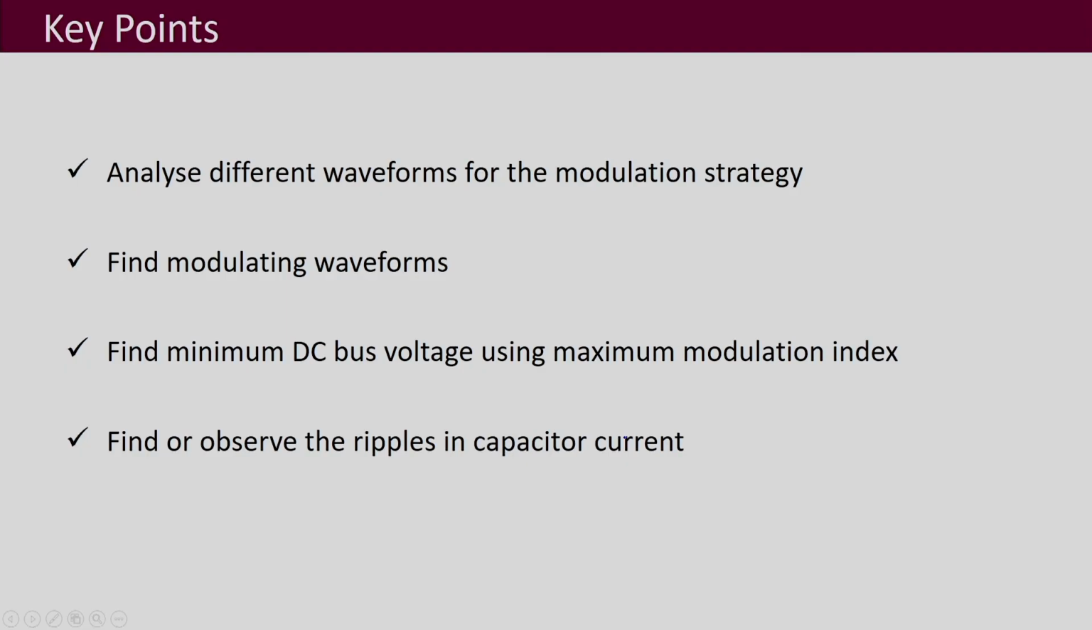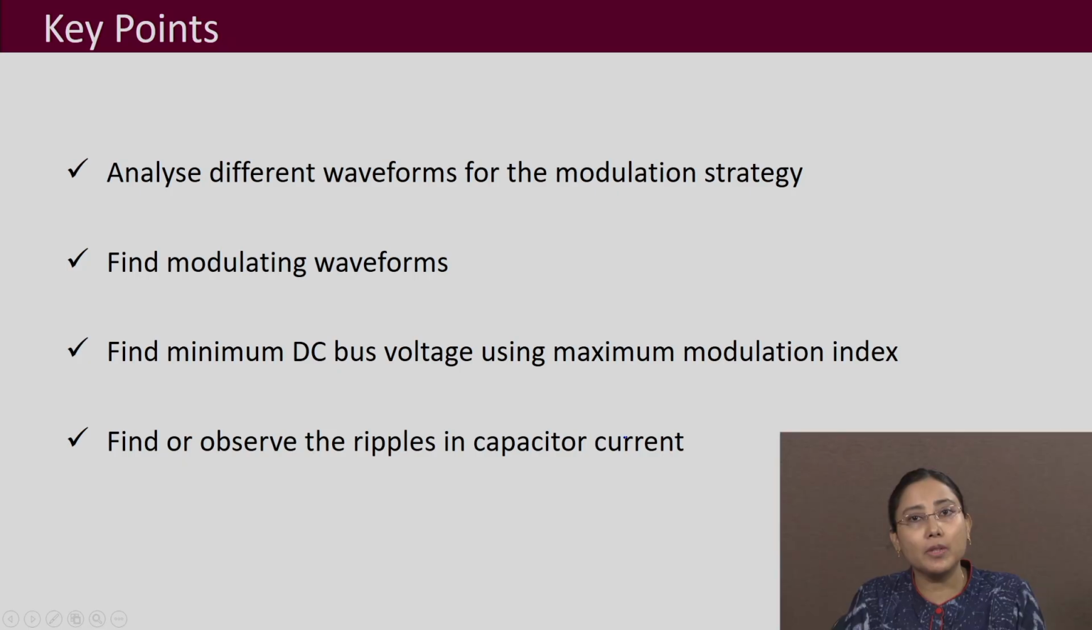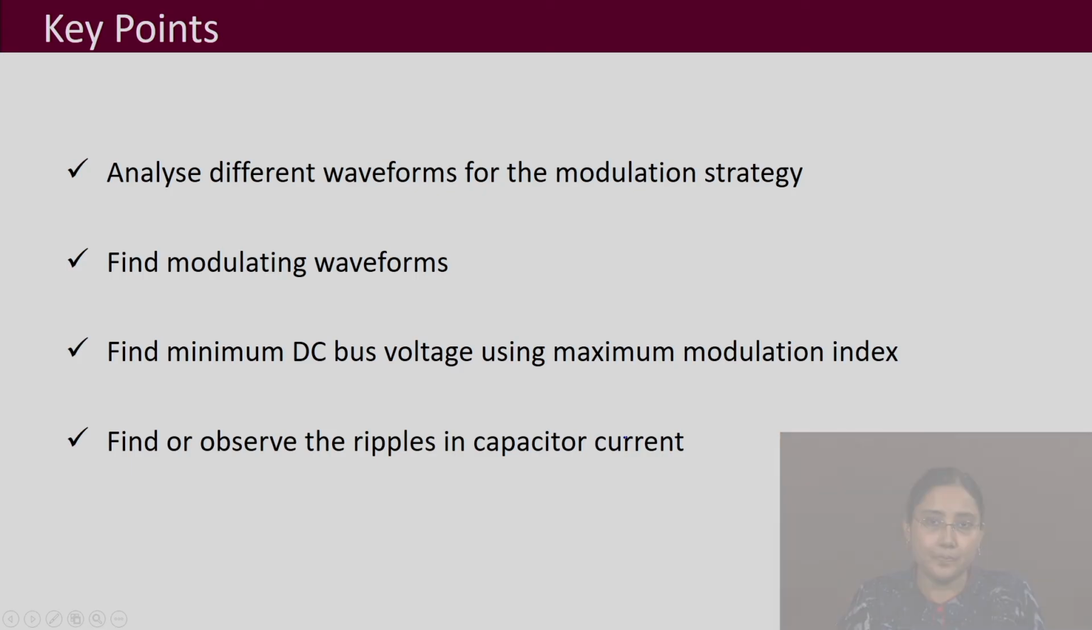And then you also find out the maximum modulation index, that will give you an indication of the minimum DC bus voltage that is required. And you should also observe the capacitor current ripples, or you can find it out if equations are available for that, or you can simulate and observe the capacitor current waveforms. Then that will give you an idea of how big a capacitance you need to maintain the DC bus voltage.